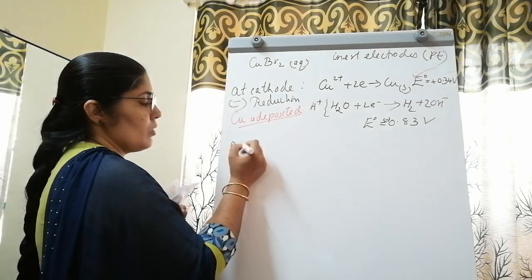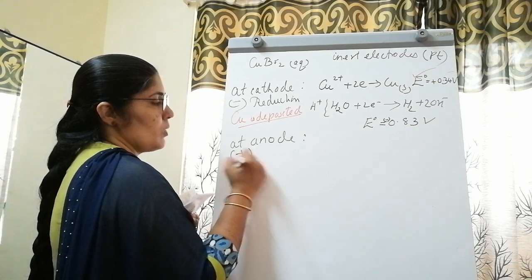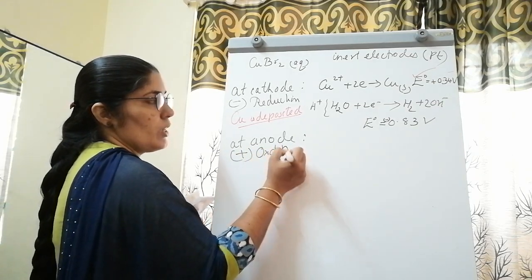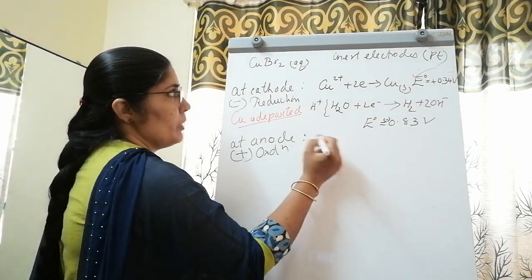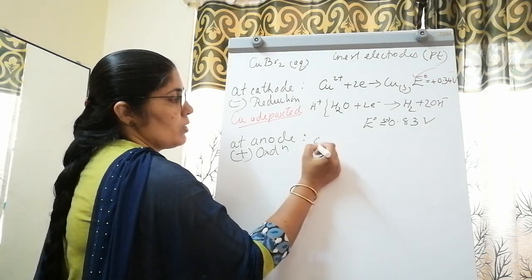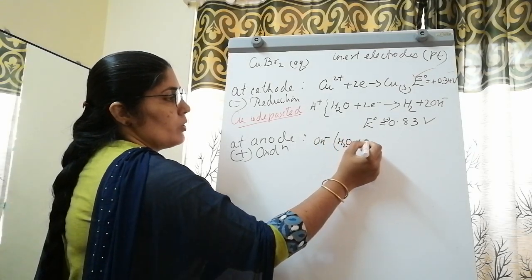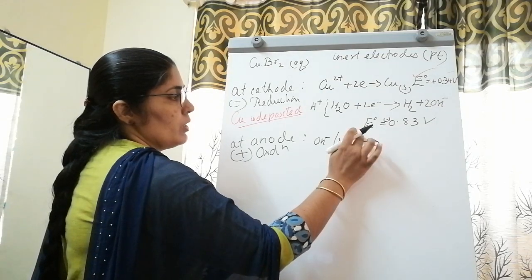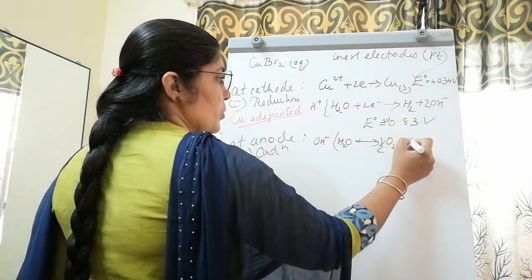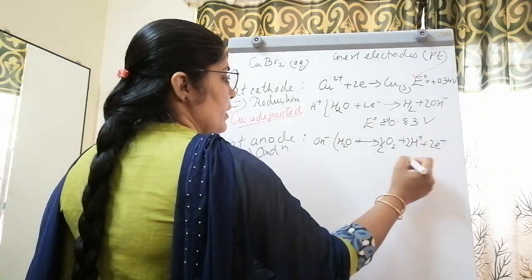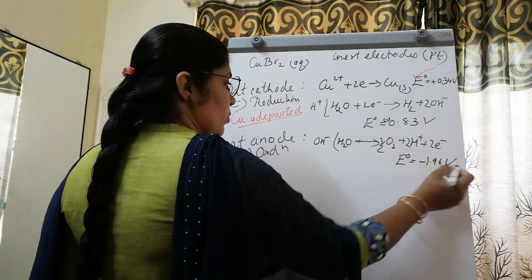Now we'll go for the case at anode. What is going to take place here? At anode, it is positively charged and only oxidation can take place. One of the ions which is going to come here is OH minus. In OH minus we consider water undergoing oxidation to form half O2 plus 2H+ plus 2 electrons, and its reduction potential value is found to be minus 1.96 volt.